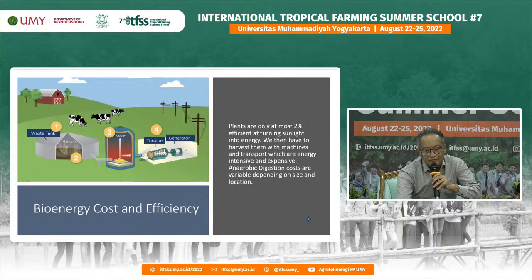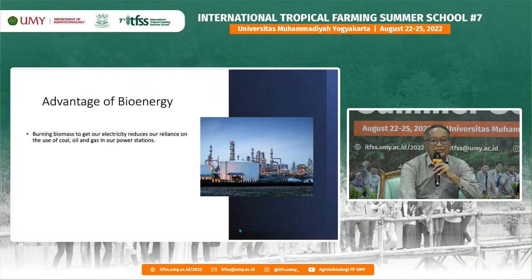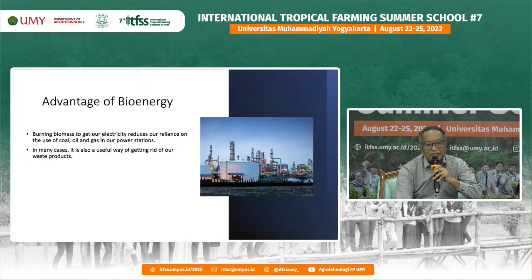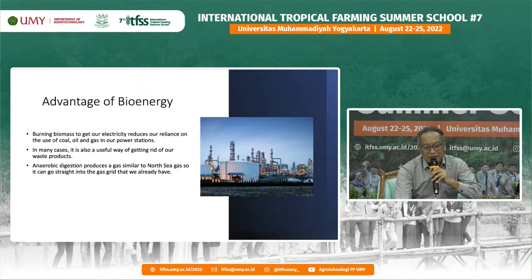The advantage of bioenergy: burning biogas to get our electricity reduces our reliance on the use of coal, oil, and gas in our power stations. And in many cases, it also gets rid of waste products. Anaerobic digestion is similar to the North Sea gas. It is clean, with low pressure, and it's ready to use.